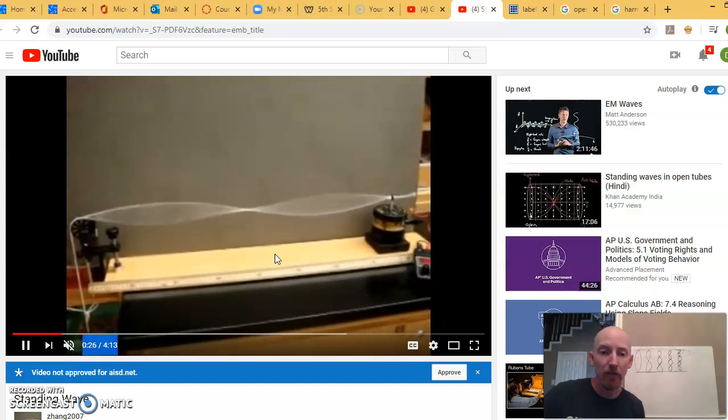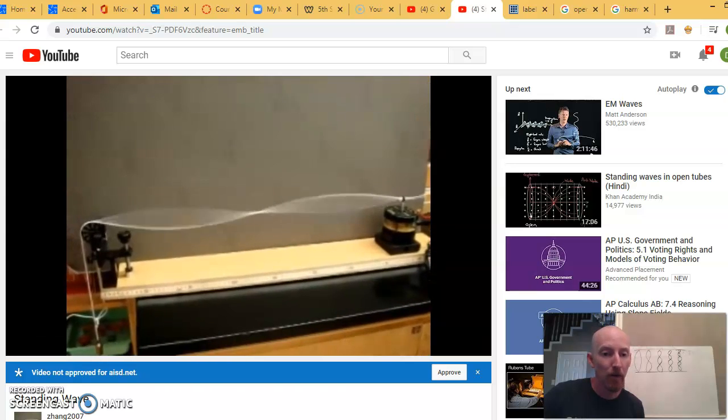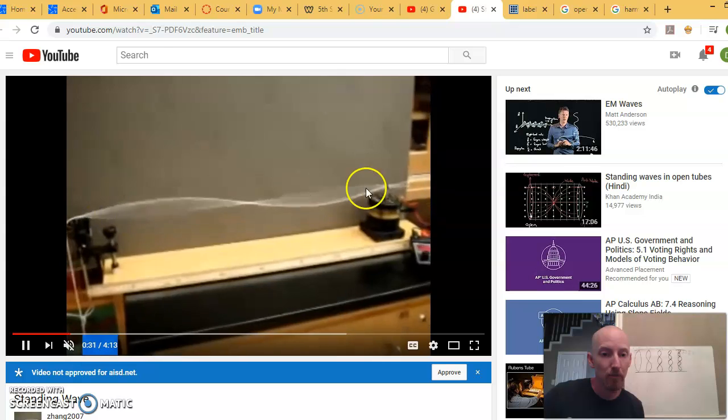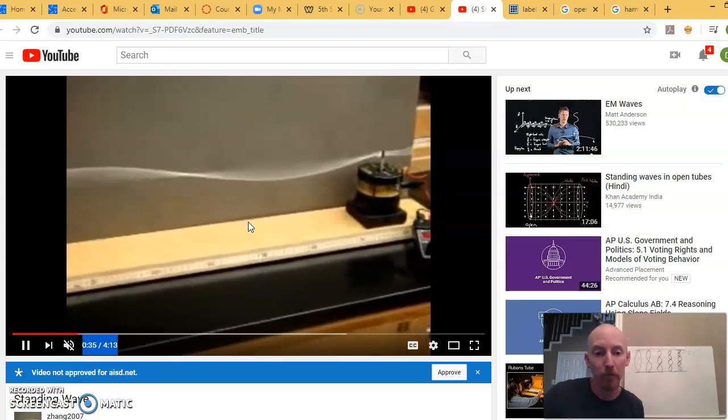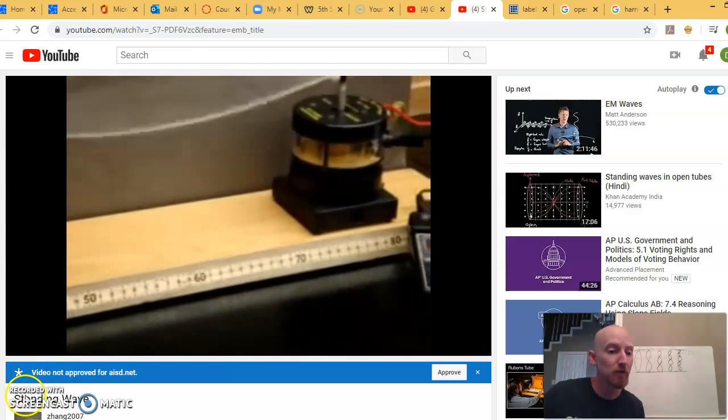These are called standing waves, and they're waves that are trapped and they just bounce back and forth, and you get these different patterns. And of course, these different patterns would be musical notes.